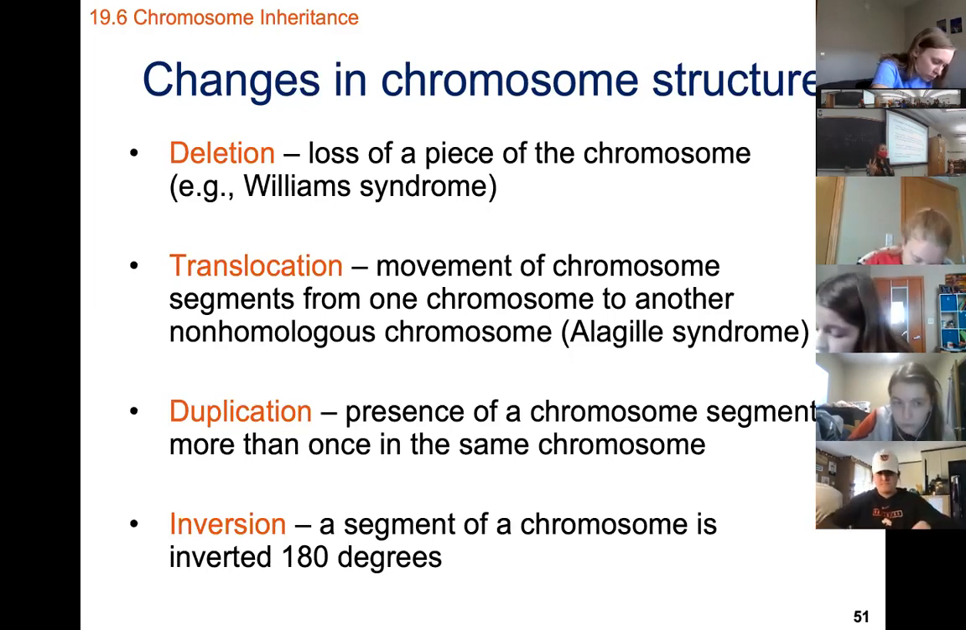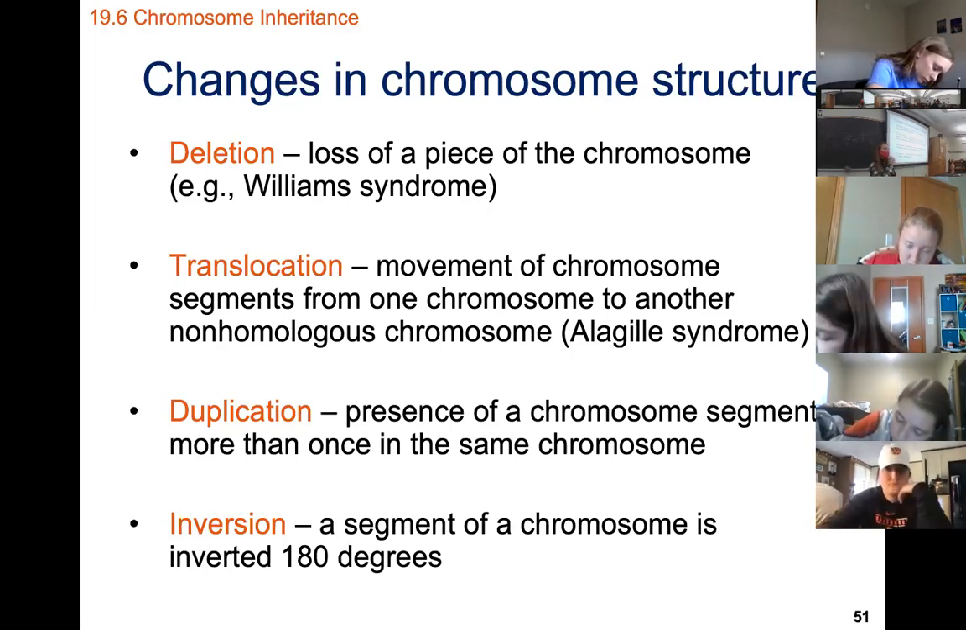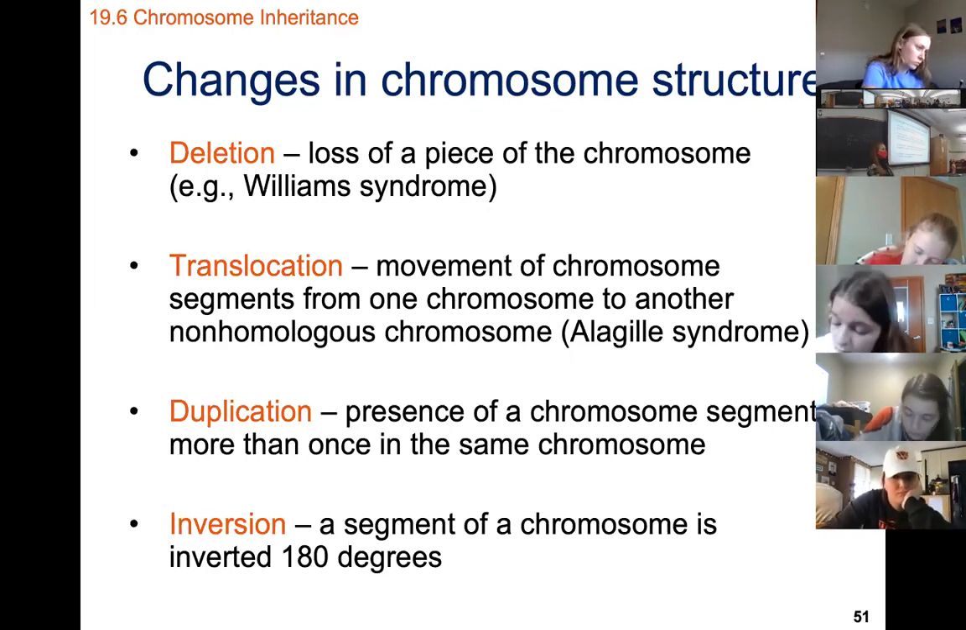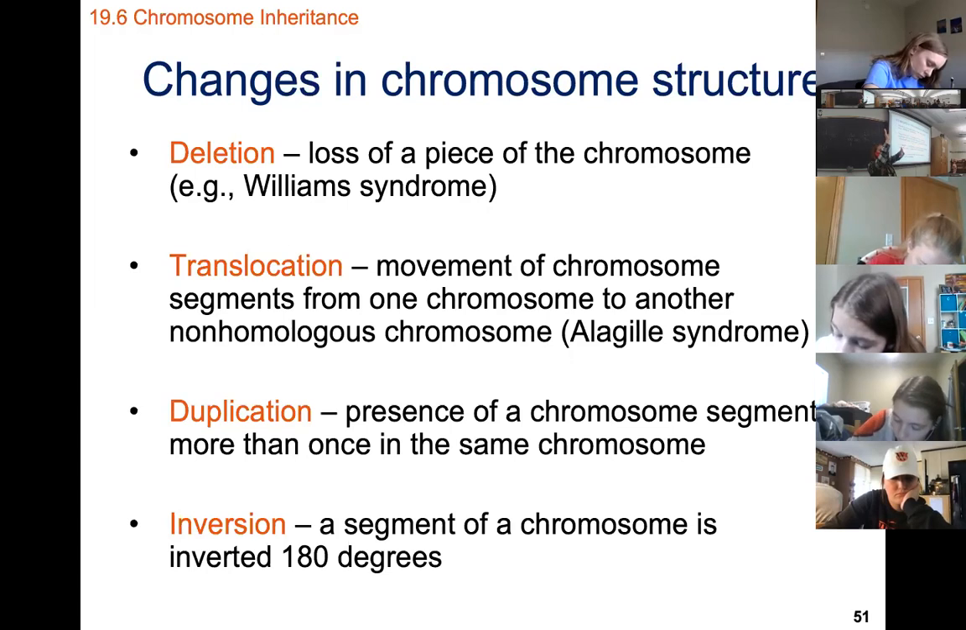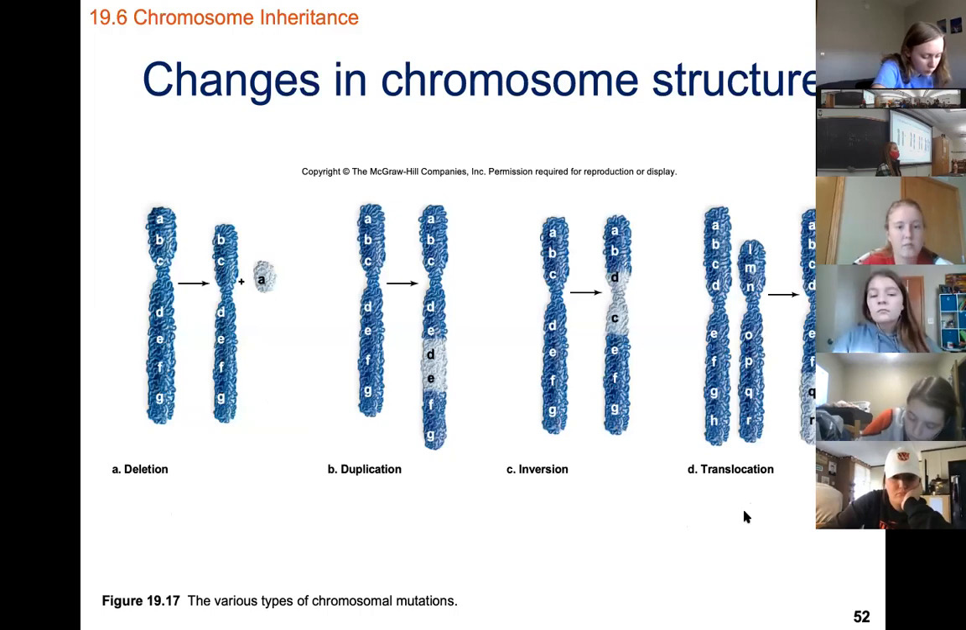Duplication is essentially what you think it is. If you duplicate something on your computer, or you make another copy, this is the presence of a chromosome segment more than once in the same chromosome. So it's like copy, paste, paste, paste, paste, paste, right? That's duplication. Inversion is a segment of chromosome which is inverted 180 degrees. So while it looks like this, it was inverted 180 degrees and now it looks like this. So here's some pictures of that to kind of give you a visualization.